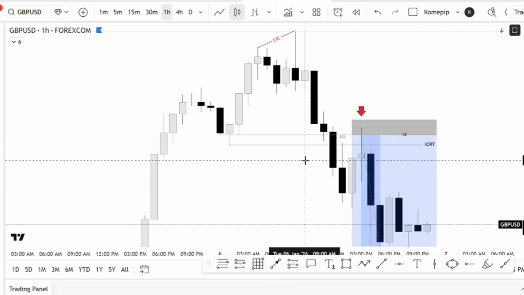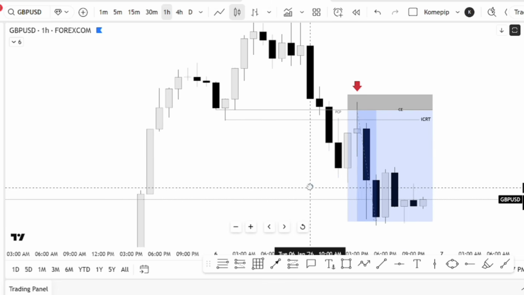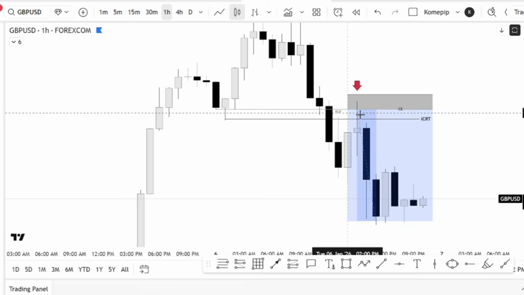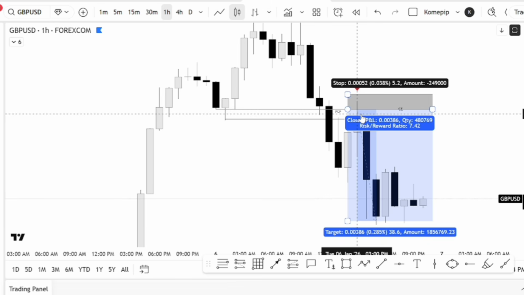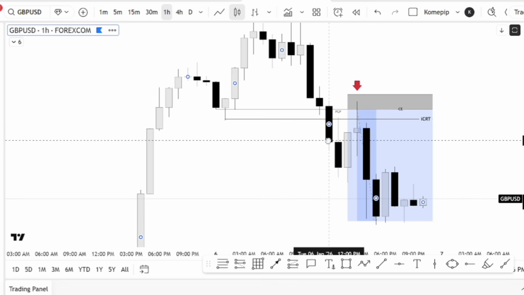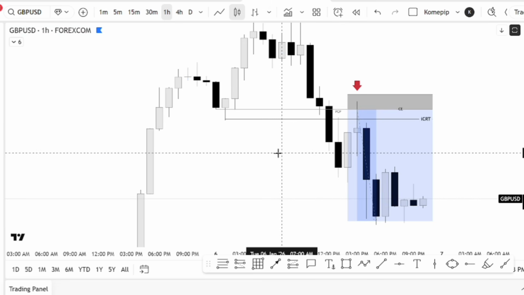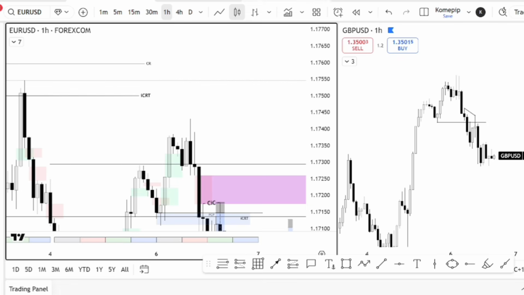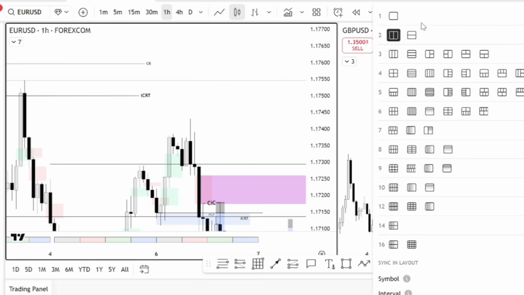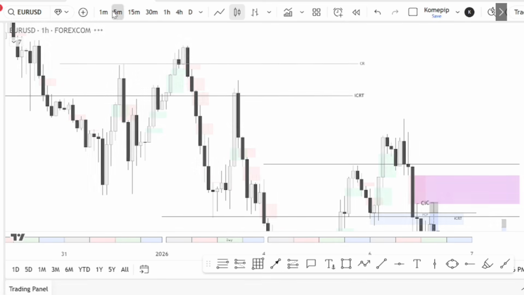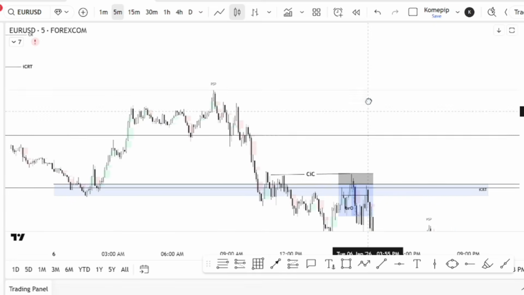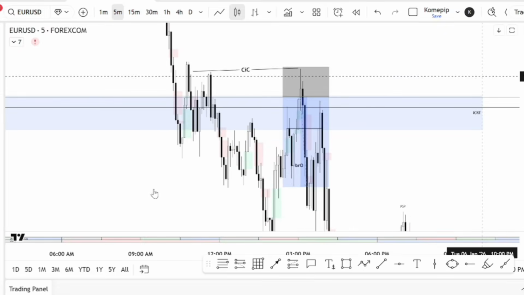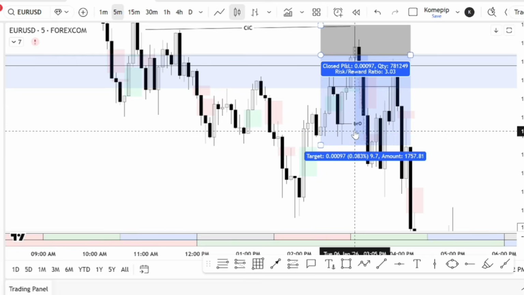Now immediately I saw this, I was interested in this particular pair, and all of a sudden I just told them that okay, we might want to see a 5-minute confirmation first before we enter. But mind you, I also said that we already have a 5-minute confirmation on Euro USD. So for example, if we come to 5 minutes on Euro USD, you see what I was trying to explain to them. This was what I was trying to explain to them.